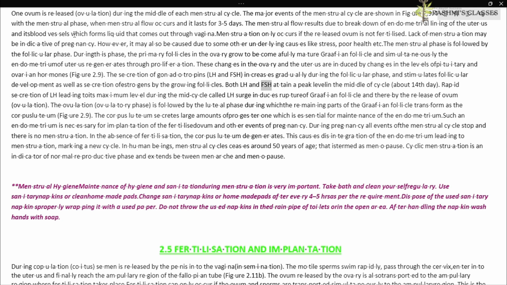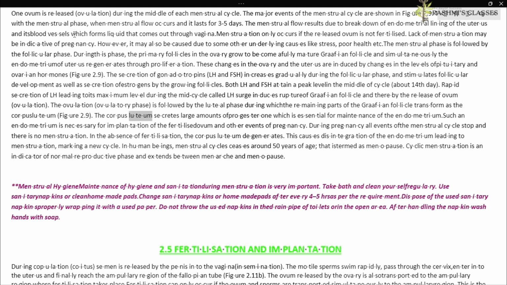Both LH and FSH attain a peak level in the middle of the cycle, about the 14th day. Rapid secretion of LH leading to its maximum level during the mid-cycle, called LH surge, induces rupture of the Graafian follicle and thereby the release of the ovum, ovulation. The ovulatory phase is followed by the luteal phase, during which the remaining parts of the Graafian follicle transform as the corpus luteum, Figure 2.9.